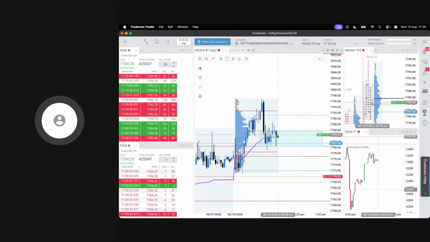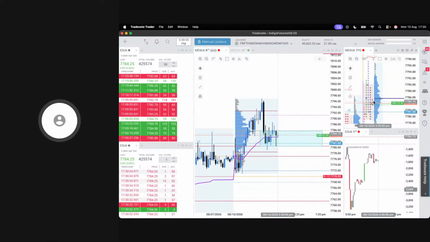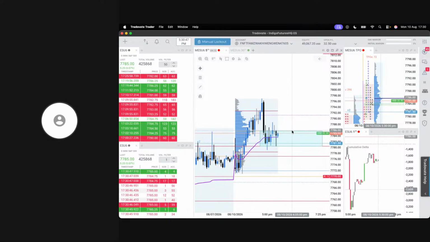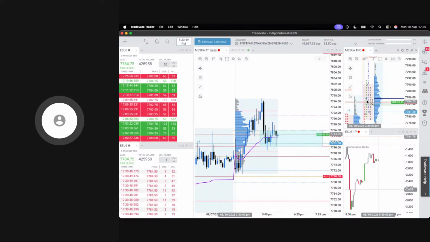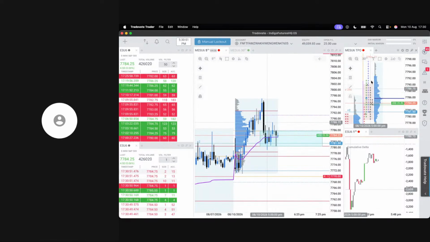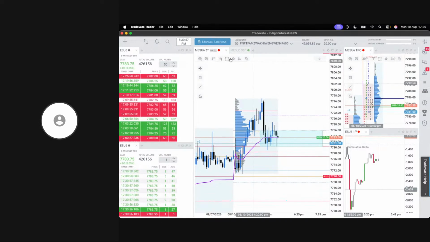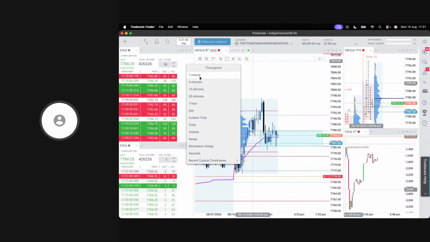Yeah, so as I'm saying, we need to see these E prints above 786. So above 786, above overnight value area high, above the point of control. Basically, we need to start printing above the point of control. That's the tail of the tape.